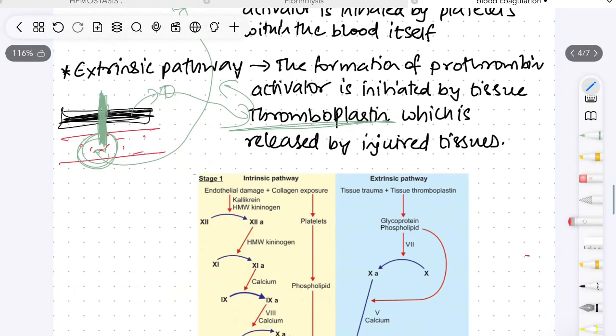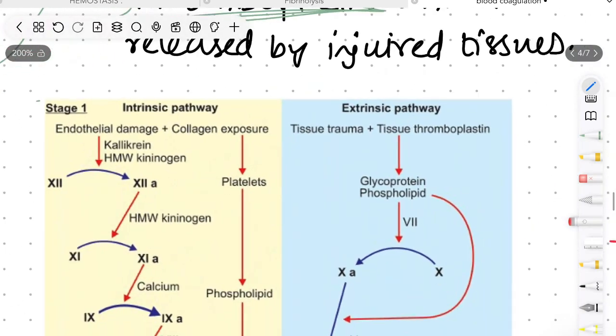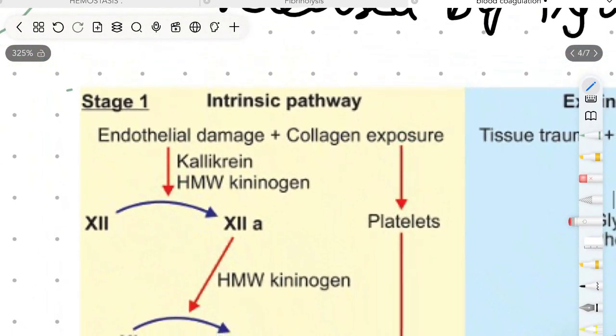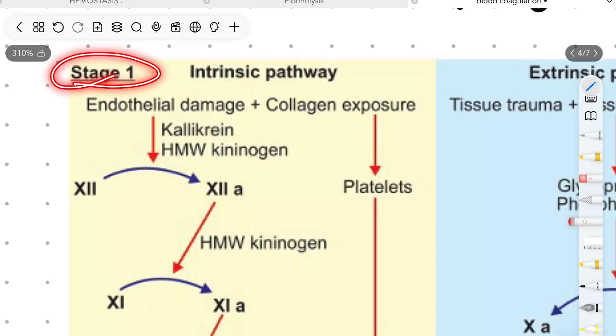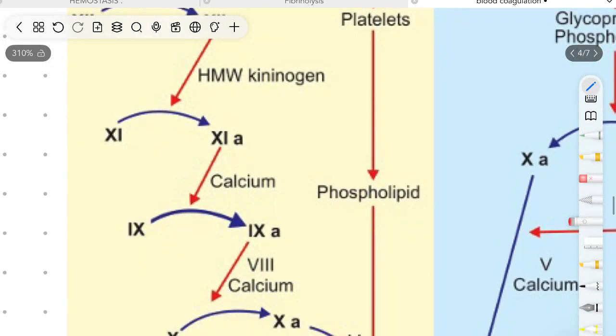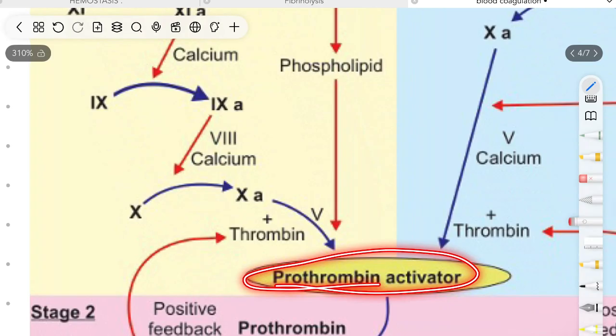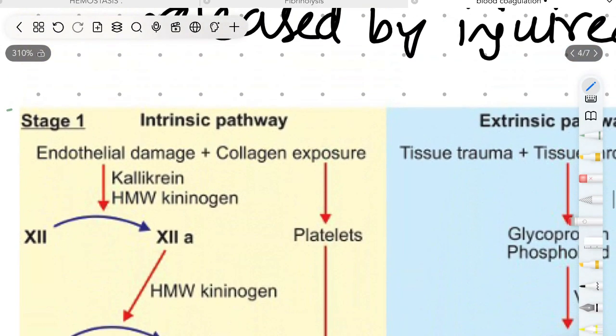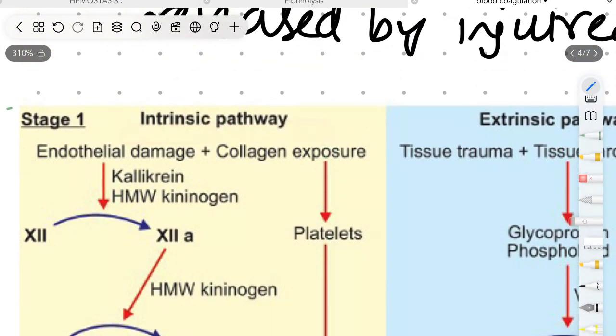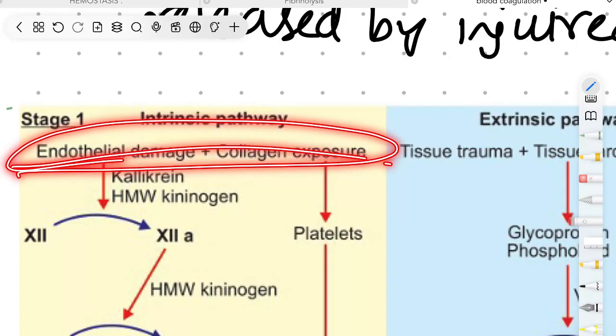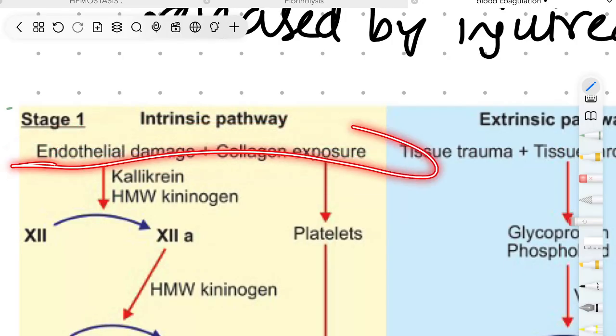Now let us study the intrinsic and extrinsic pathways in detail. First we will be studying the intrinsic pathway. Stage 1 is the formation of prothrombin activator, right? We'll study the stage 1 intrinsic pathway. So when there is endothelial damage, there is exposure of collagen, right? We have studied about this in the last video. If you have not seen, please check it out. I'll provide the link in the description.